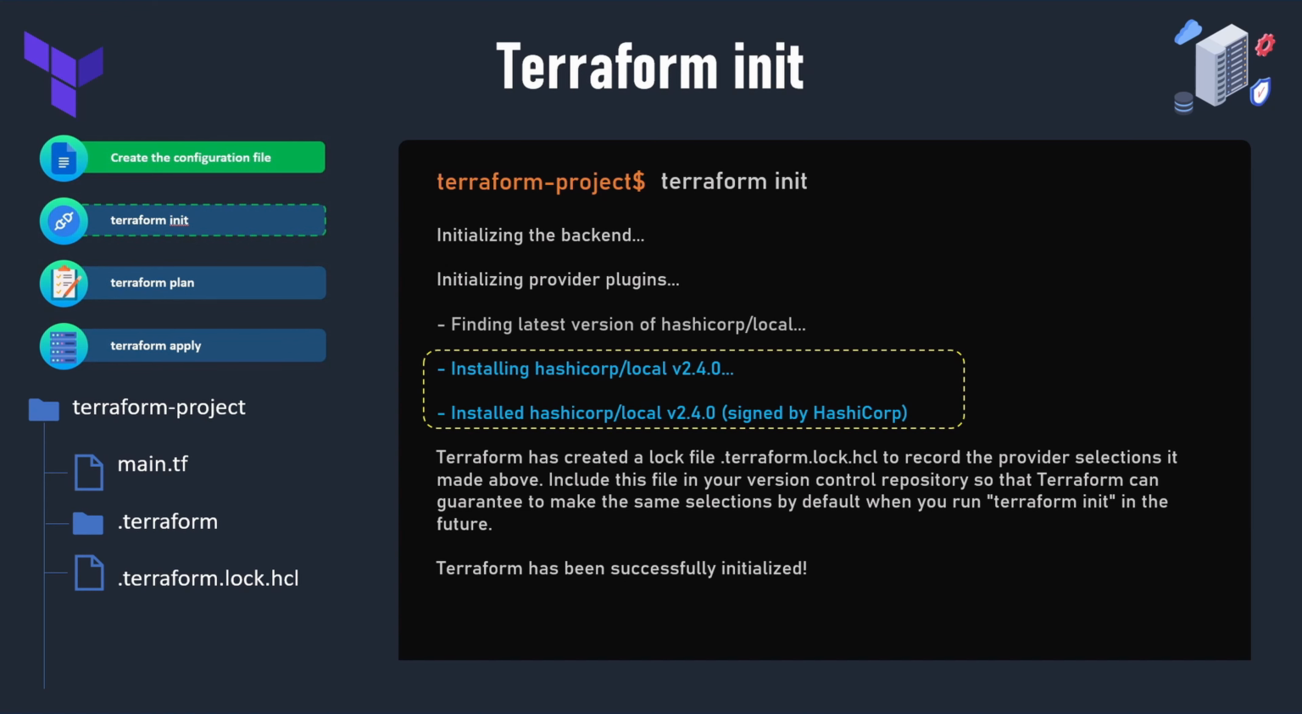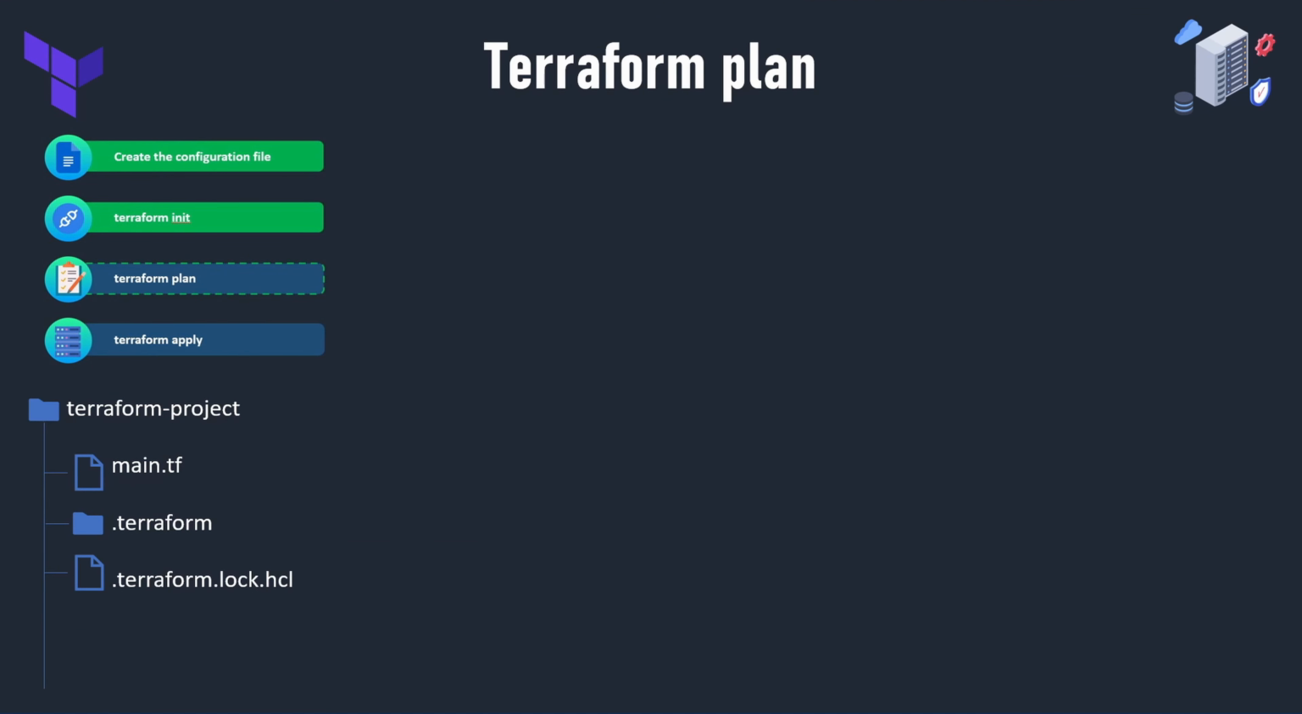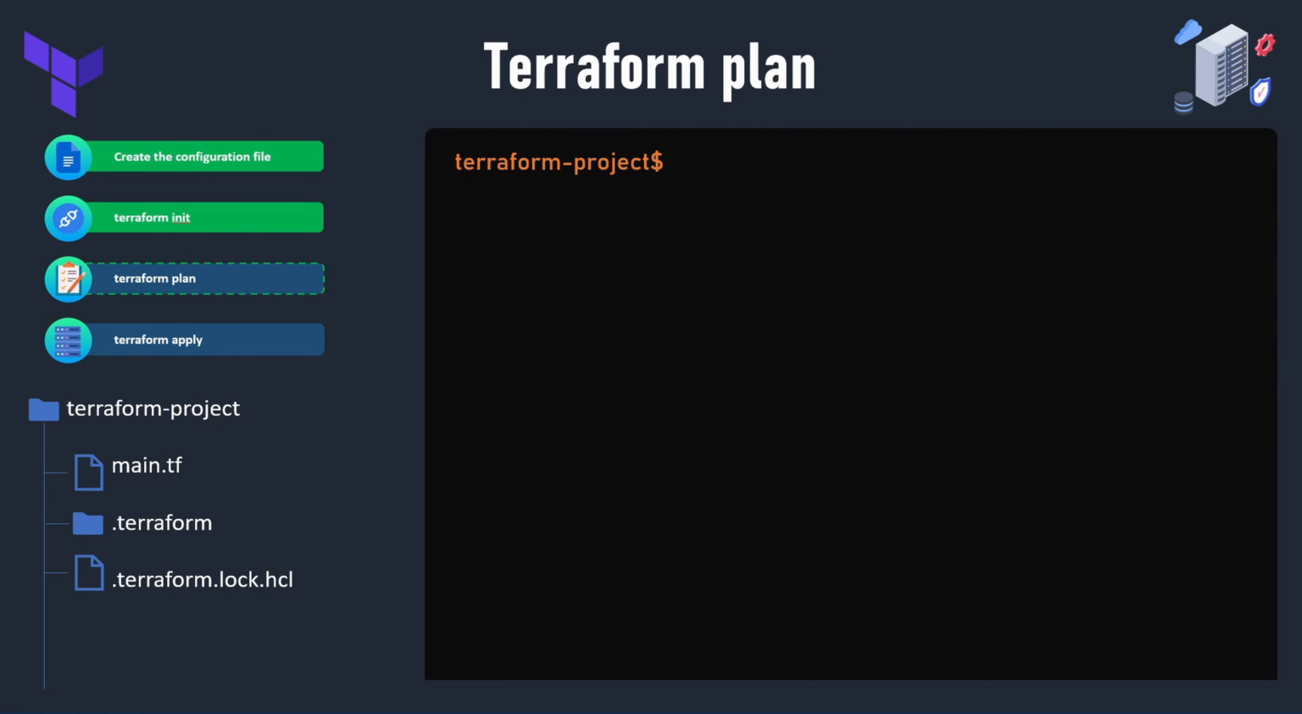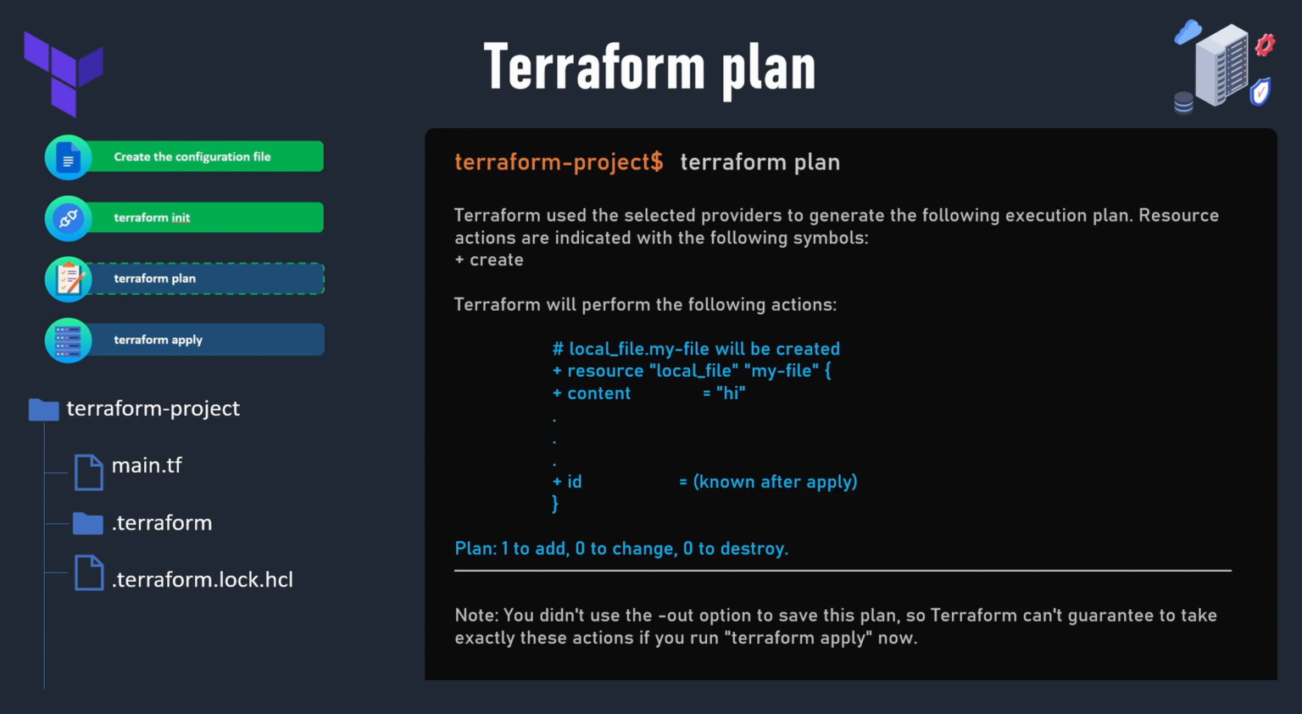After initializing the working directory and installing the required providers, now we can run the Terraform plan command to generate the execution plan. This command will compare the state of your infrastructure with the desired state defined in your configuration file and shows you the changes that Terraform will make to the infrastructure. It will tell you about the resources that will be either created, updated, or destroyed. We see here that only one resource will be created, which is a file, and there is no resource that will be changed or destroyed.